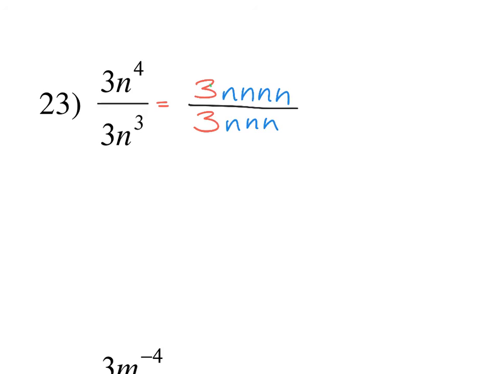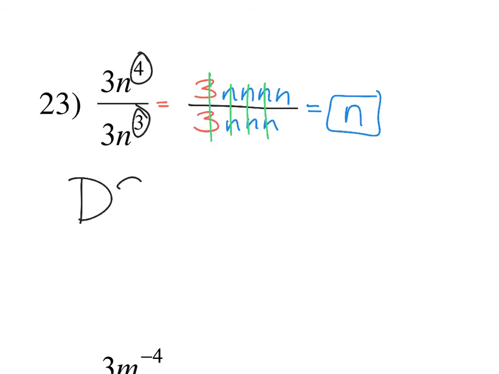Any number on top of itself, 3 over 3, n over n, n over n, n over n cancels out, and all I have left is a single n. Now this works with our rule because we said treat numbers like you've always treated numbers. 3 over 3 is 1, but treat exponents like we learned to treat exponents. When we divide, we subtract. 4 minus 3 is 1. You can use the expanded form or you can use the rule.